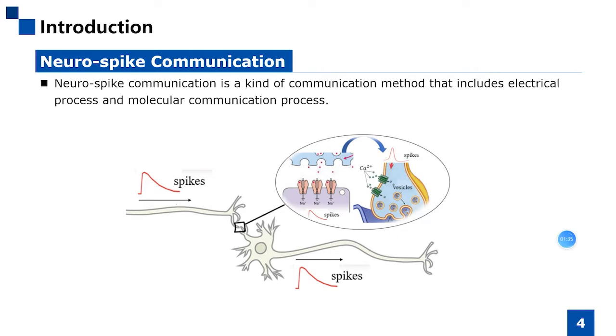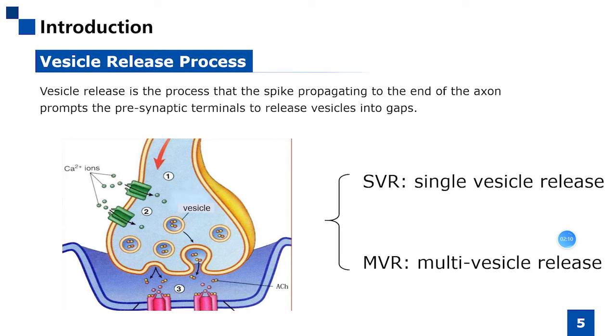The spike propagates to the end of the axon and changes the membrane potential of the neuron, which makes it release vesicles. The neurotransmitters contained in the vesicle diffuse freely to reach the postsynaptic membrane, forming a new spike on the next neuron. This molecular communication process is also called the vesicle release process.